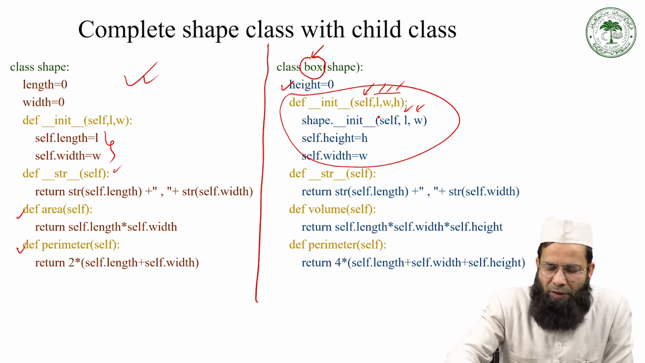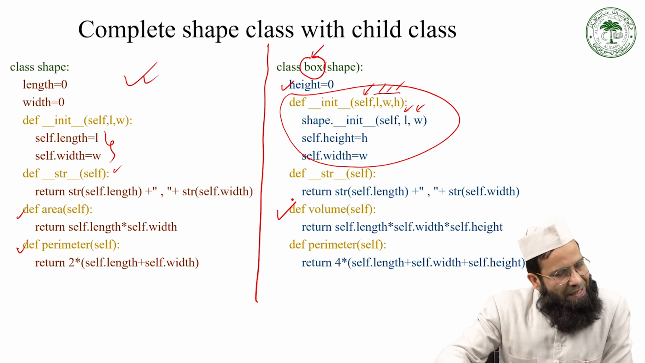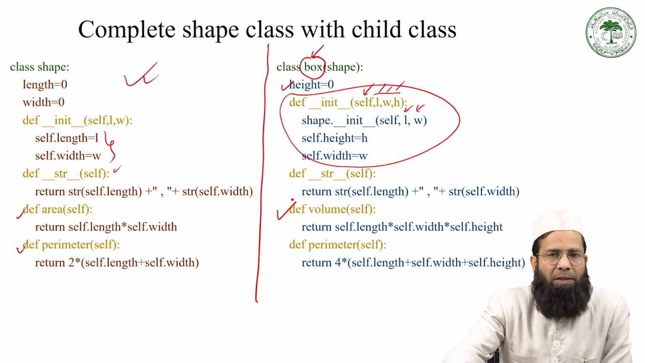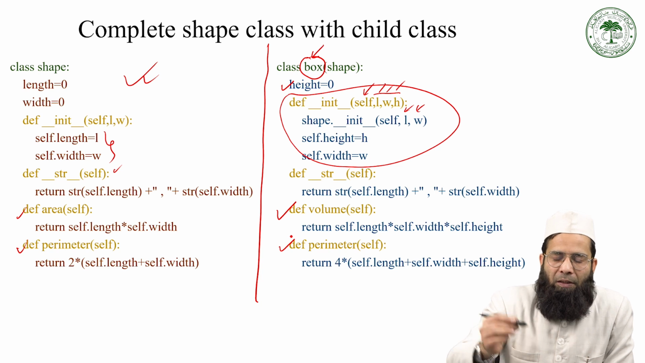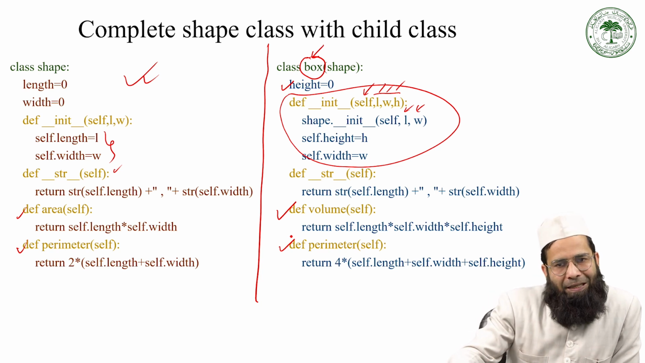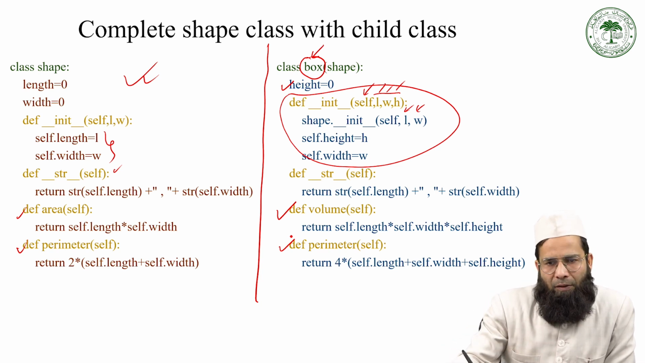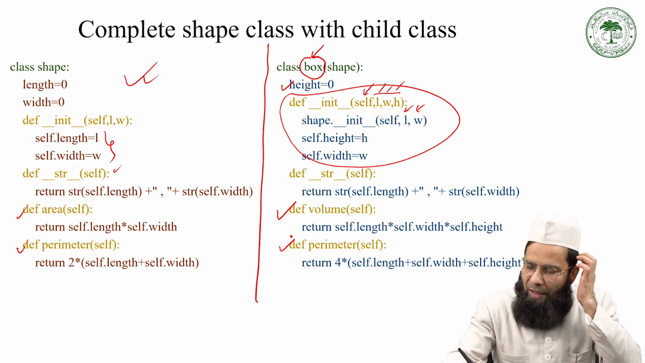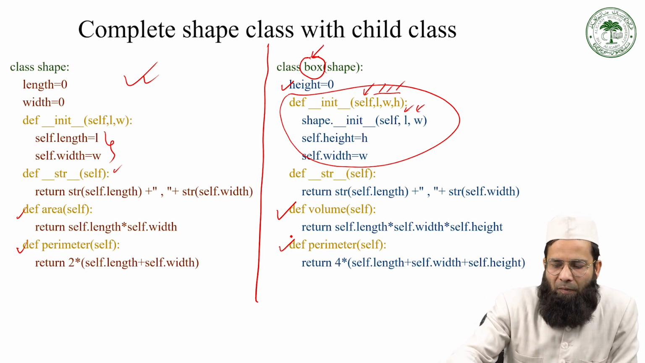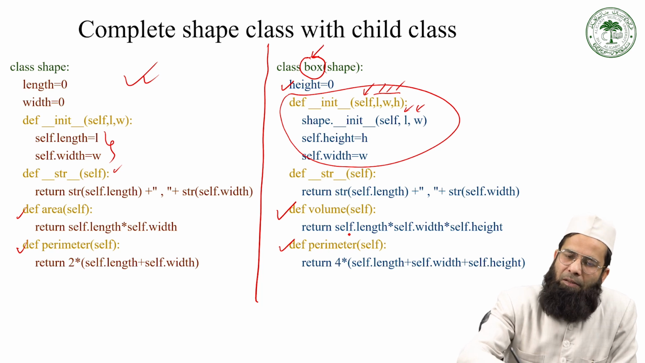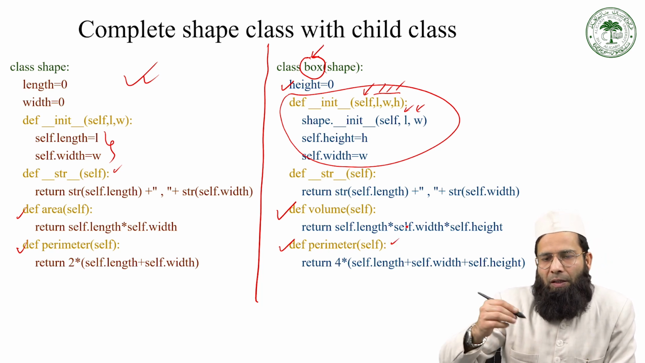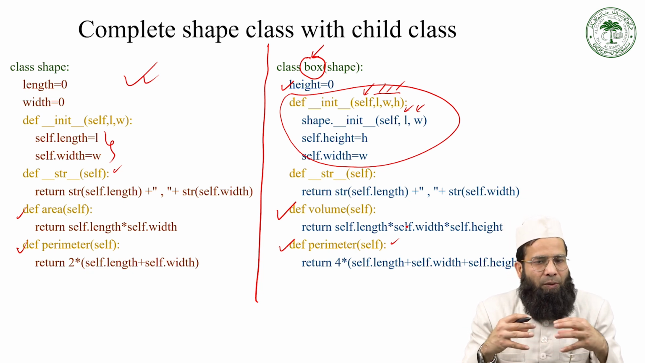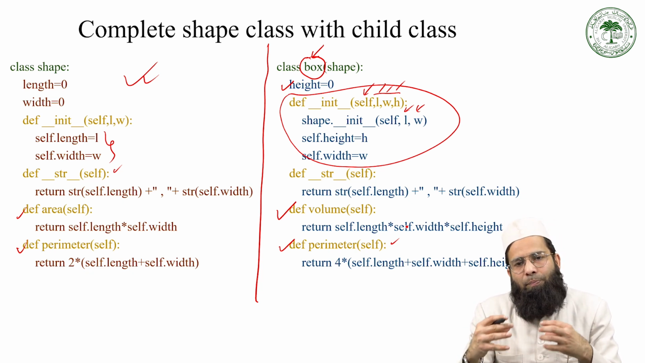Now there is one more function. So this volume is specific to this class only, that is Box class, and perimeter is actually the function which has been inherited here and overridden. Overridden means the same function is also there in the parent class, so I have overridden this function in the child class. So in this way, we can achieve the polymorphism property.